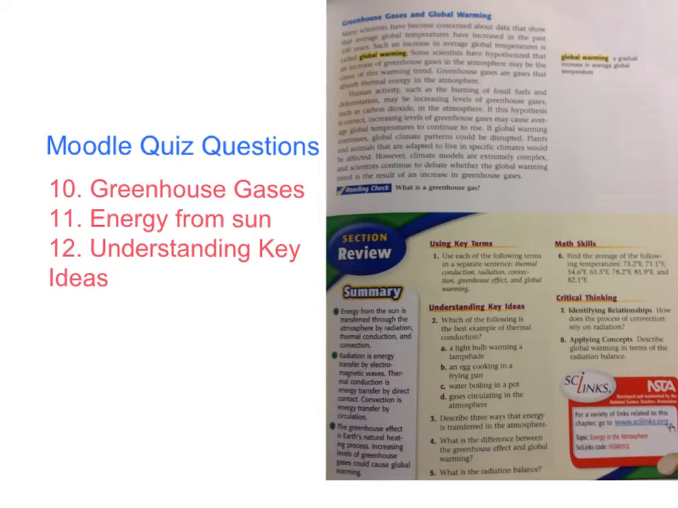On this page, you will answer the final 3 questions for Part 1 of this activity option. The first question you will answer deals with greenhouse gases, the second about energy from the sun, and the third question utilizes the Understanding Key Ideas or the section review part of this textbook page. Pause the video until you have finished answering these 3 Moodle quiz questions and have completed Part 1.